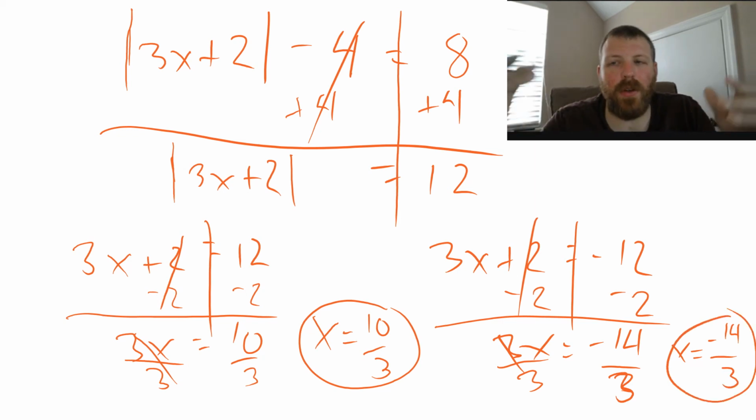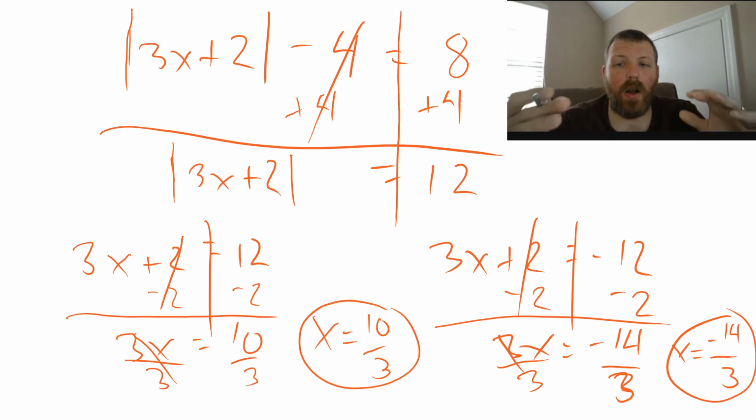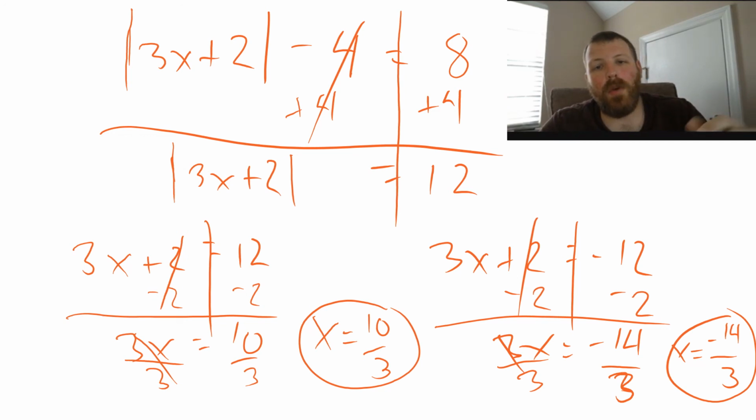So now I have two different answers. Now, my answers are allowed to be negative, right? So when we talk about absolute value, it's like, well, it's never negative. Well, it is as long as when I plug it back in, it makes this 8. That's the whole idea of what we're doing here. If we plug both of these answers back into my top equation, it should give us 8. And it does.